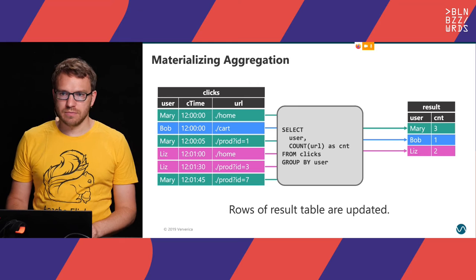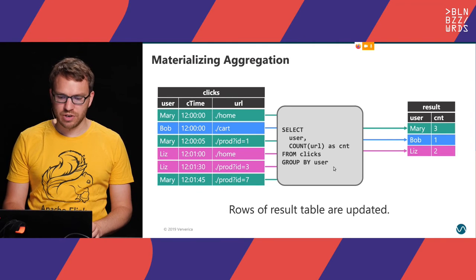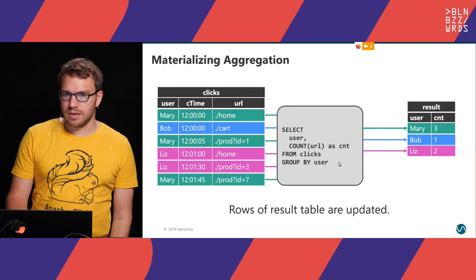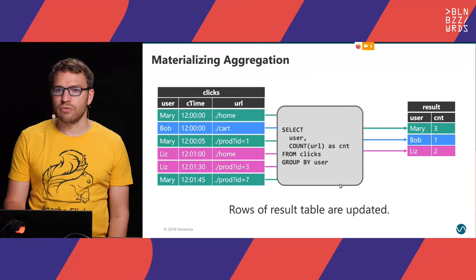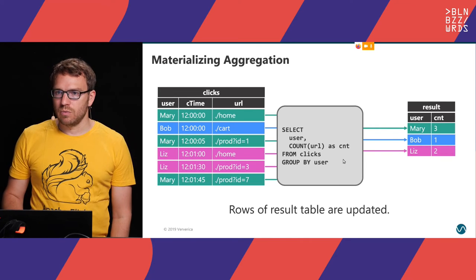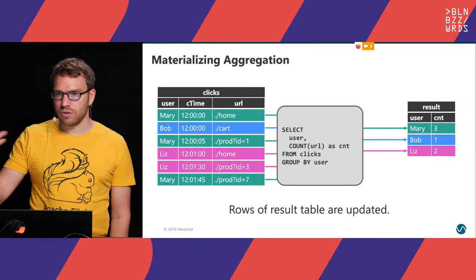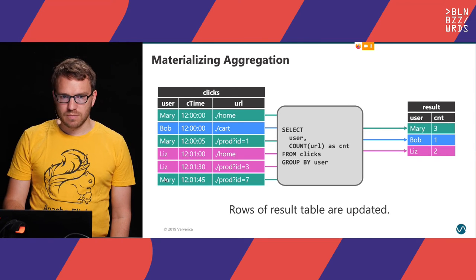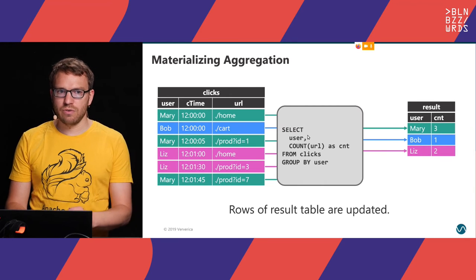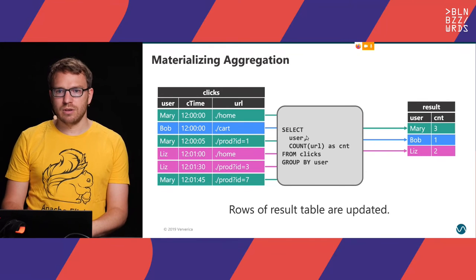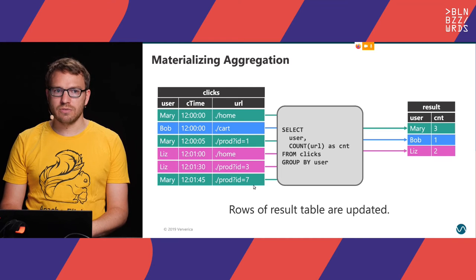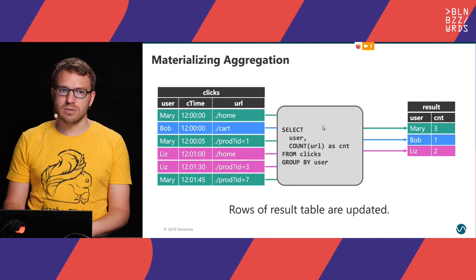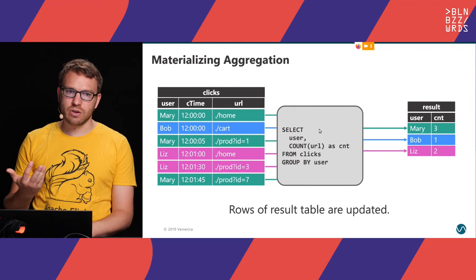So if we look at this query again, this group by query, then we see that the query here internally basically needs to hold one count for every user that is being processed, right? When we think of how the query evolved the result, before this record here arrived, the count for Mary was 2. So internally, the query had to remember for the user Mary, the current count is 2. And when the last record here arrived, it said, okay, I need to count this.